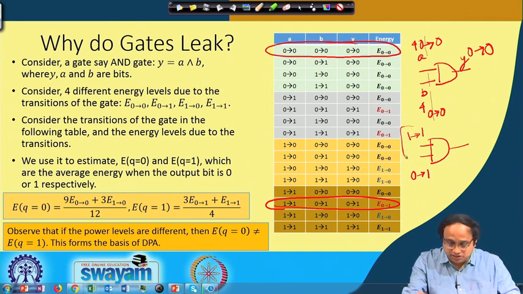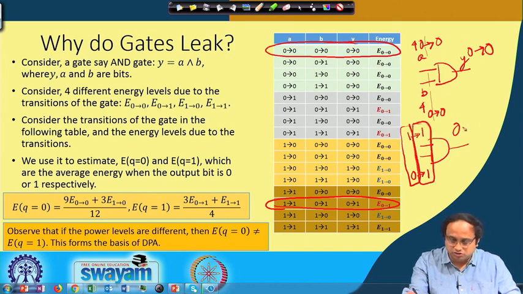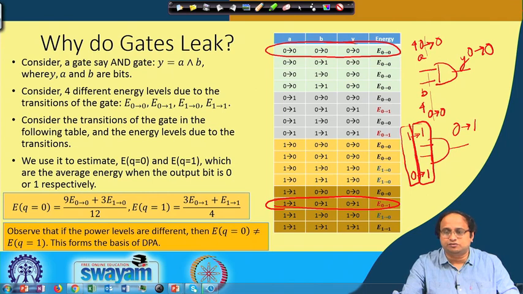That means initially the AND gate output was at logic 0, and after this clock cycle it becomes logic 1. So it goes from 0 to 1. Like this, we have observed all the 16 possible transitions, and then we write the corresponding energy for these transitions.